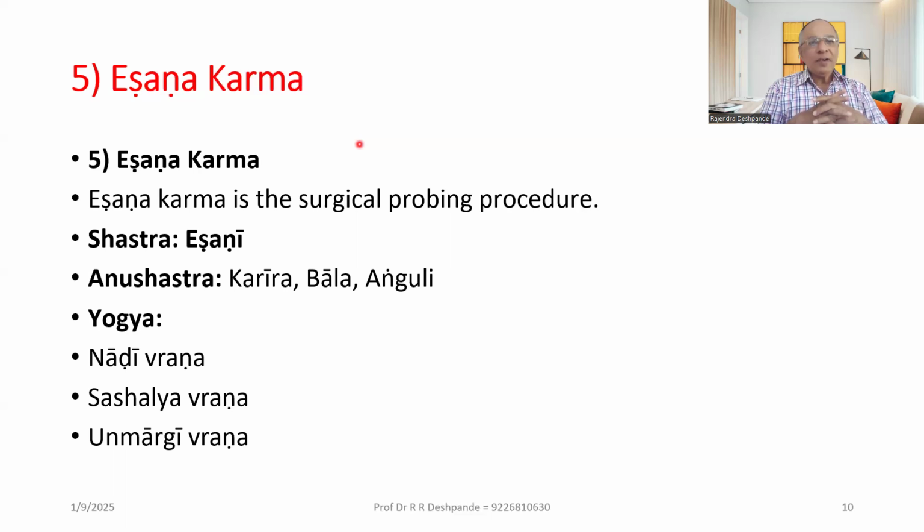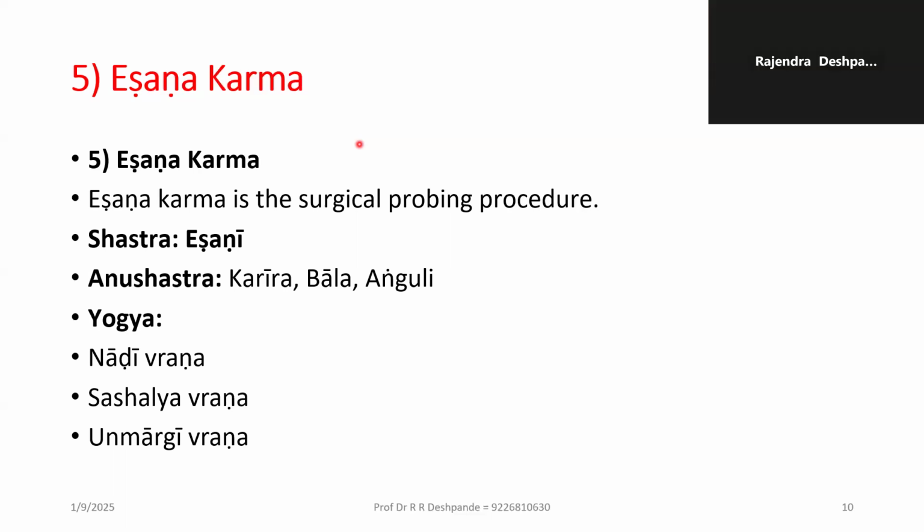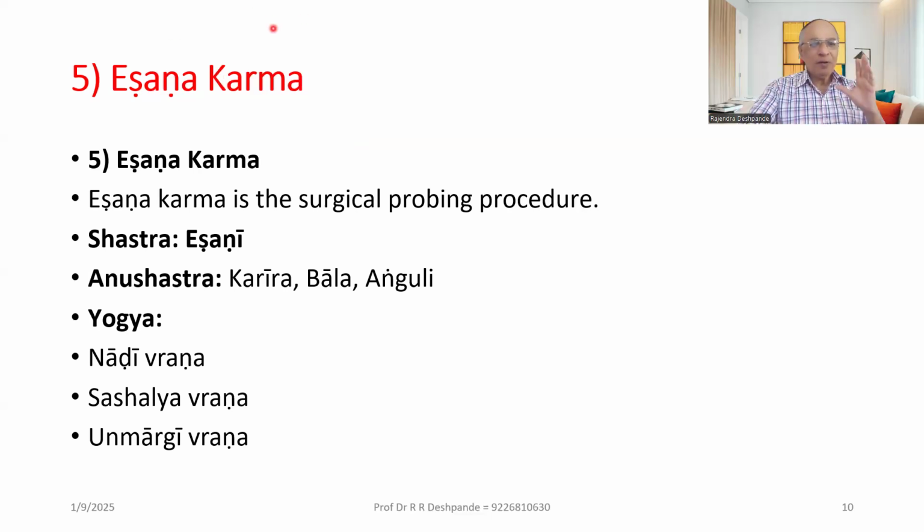Now, Yogya, where we can do the Eshana Karma. Number one is Nadi Vrana, for example fistula. In fistula in ano, we always do the Eshana Karma before the fistulectomy. Then next is Shalya Vrana. We have to take out the foreign body from the wound, and we do a probing type of action. Then Margi Vrana, going in an upward direction. A hollow track is there, so we have to do the Eshana Karma.